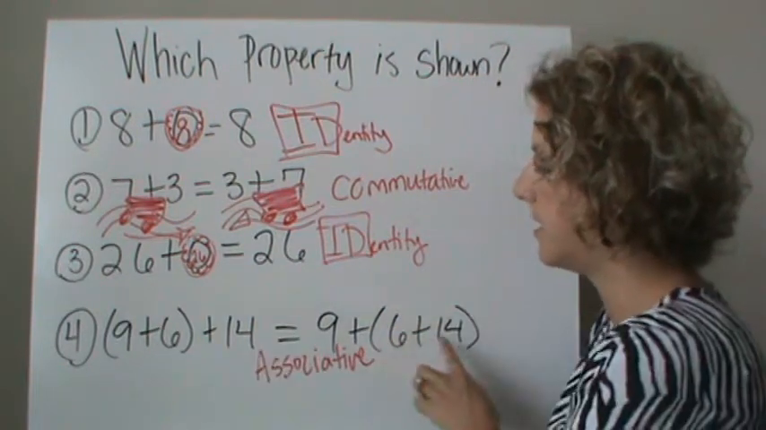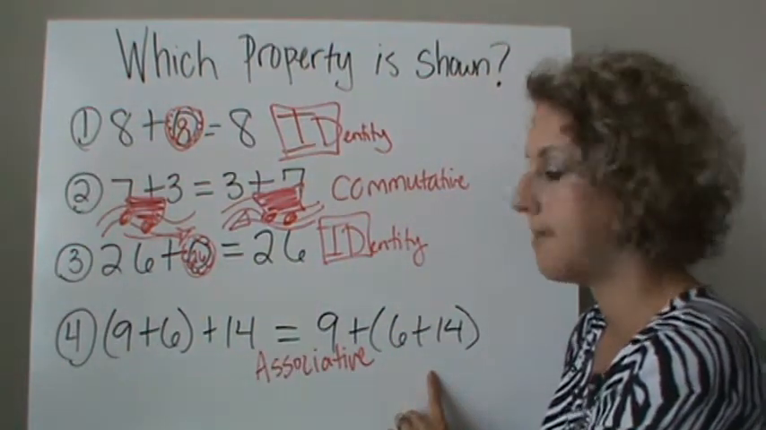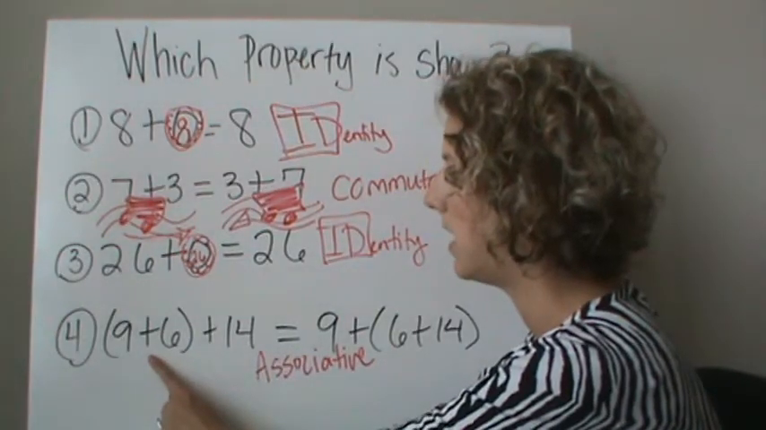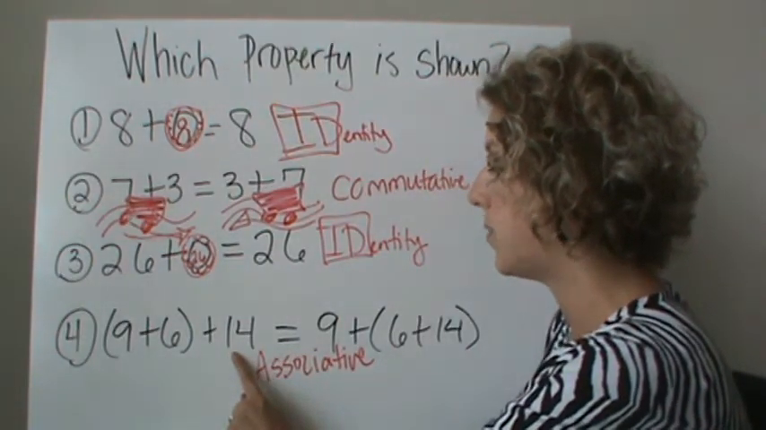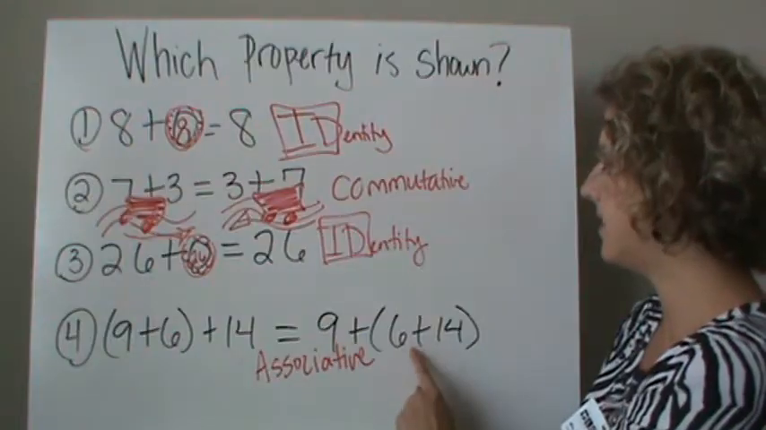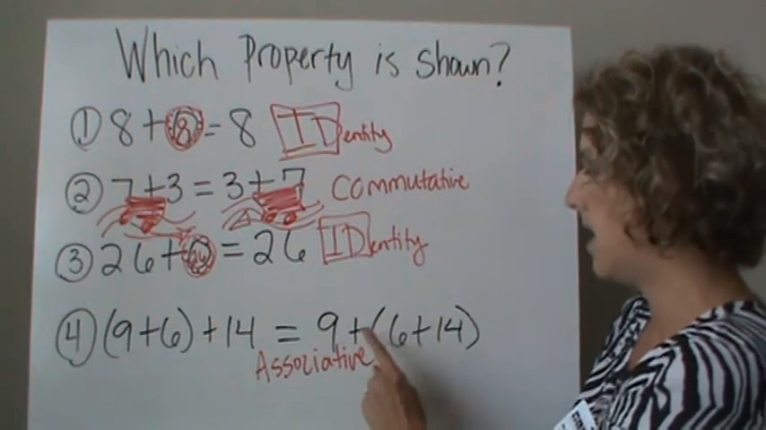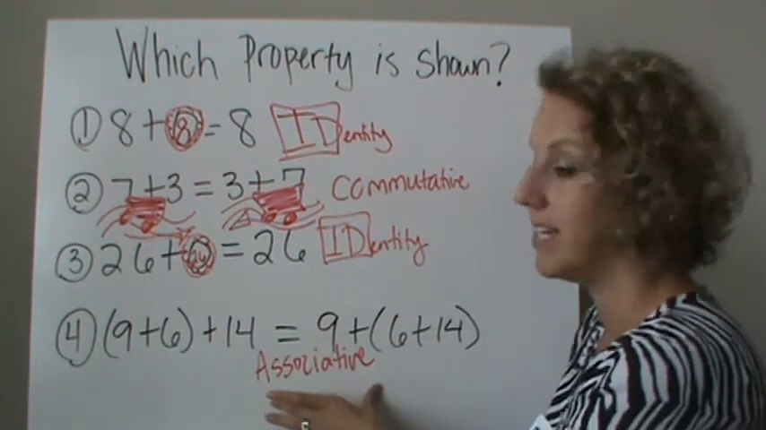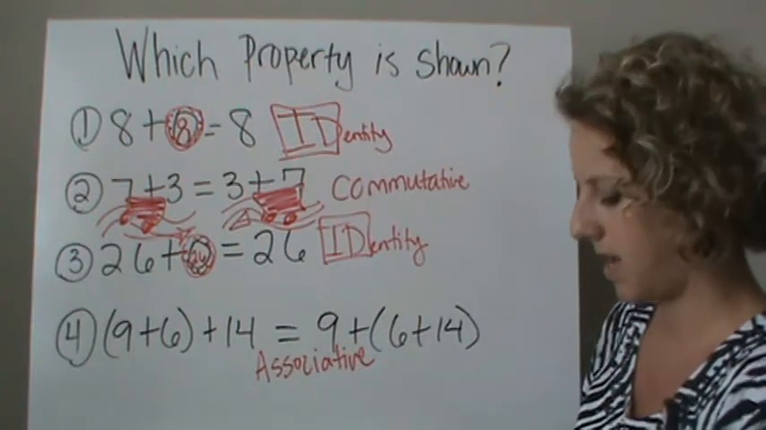So I know this, both sides have the same sum. 9 plus 6 is 15, plus 14 is 29, and then 6 plus 14 is 20, plus 9 is 29. That is the associative property of addition.